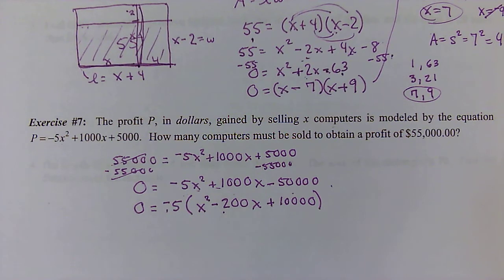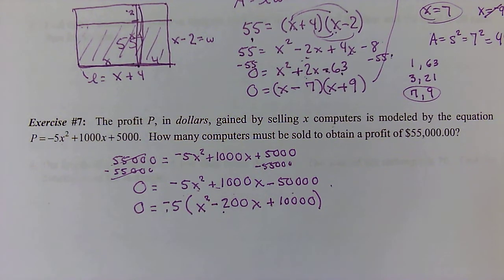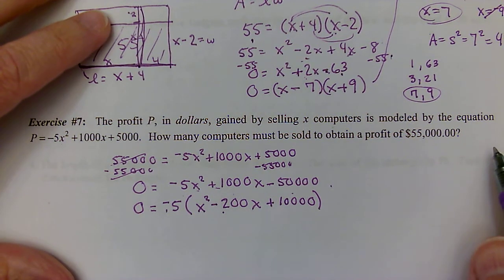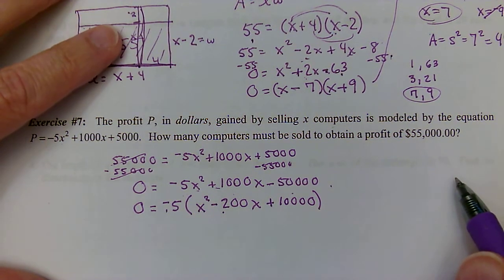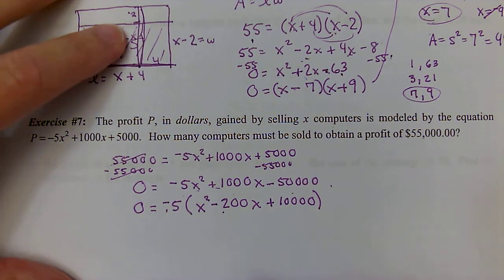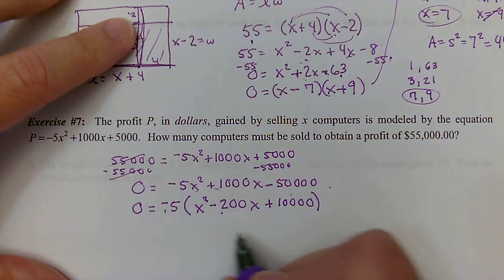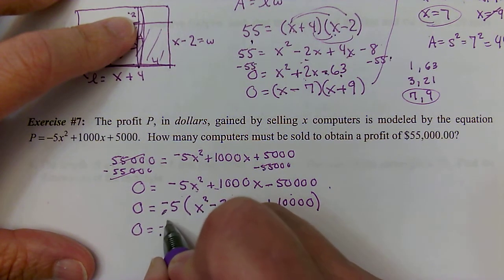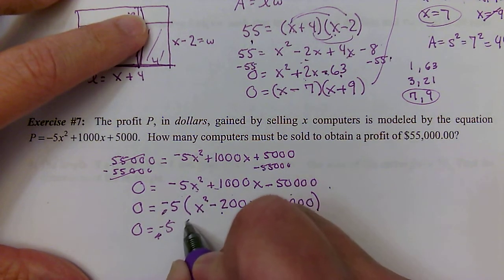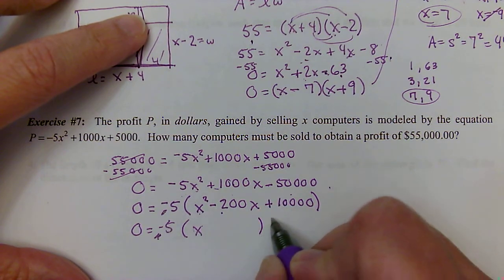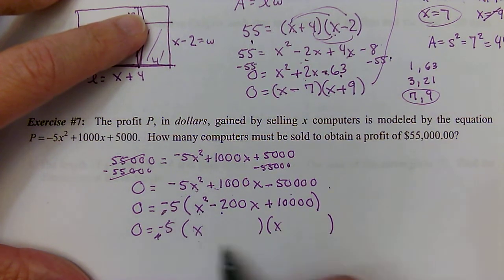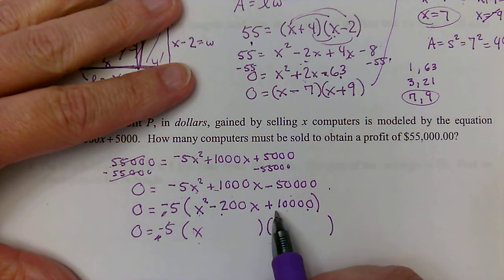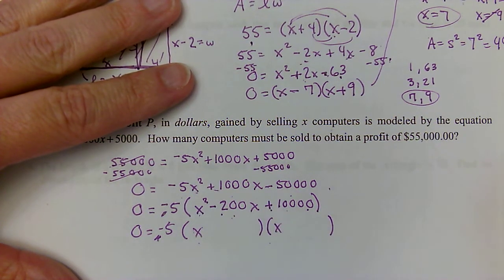Now, our numbers are a little bigger here. So we might want to try other methods than factoring, but we haven't really talked about the quadratic formula yet, so let's stick with our factoring. It's not too bad because the leading coefficient is 1. So we just start with x and x. And we need factors of 10,000 that add up to 200.